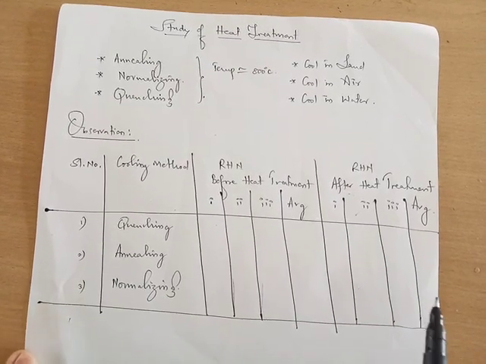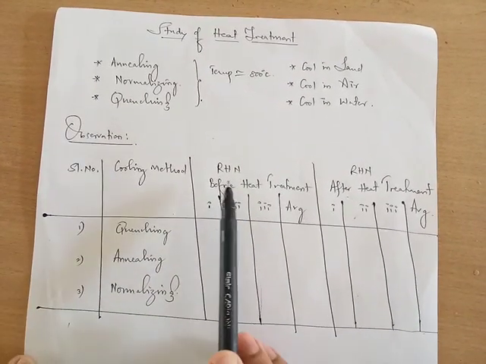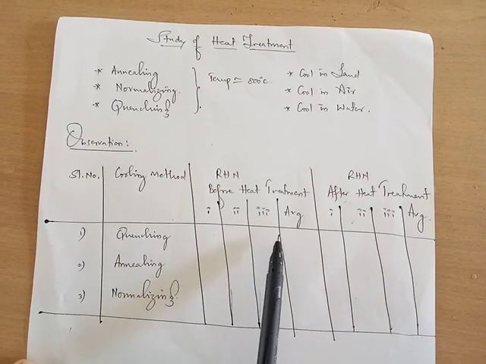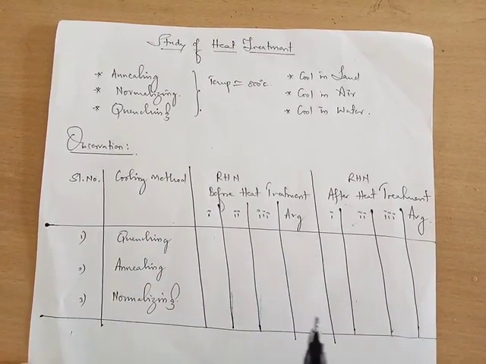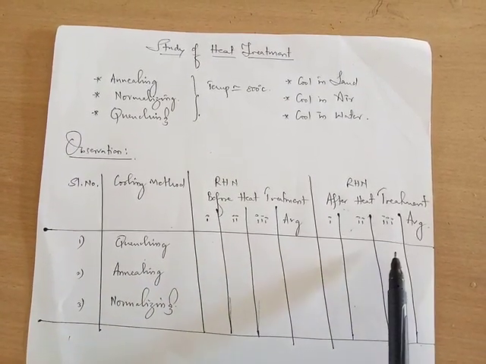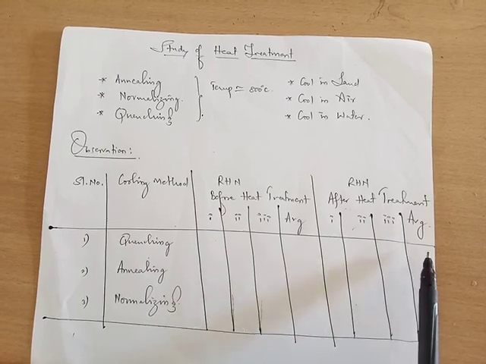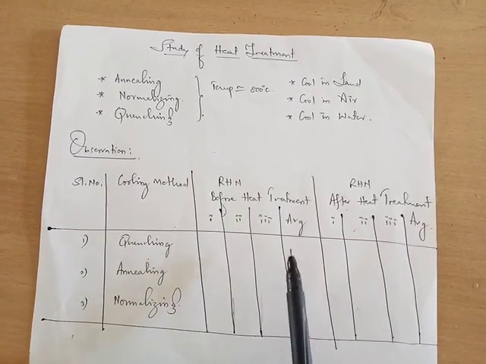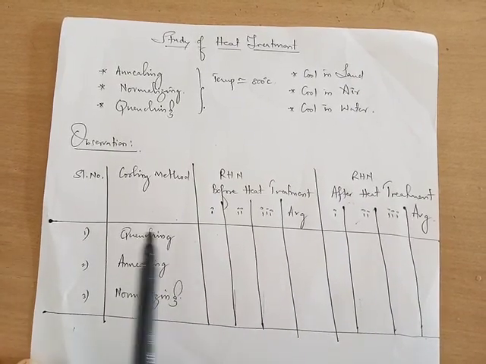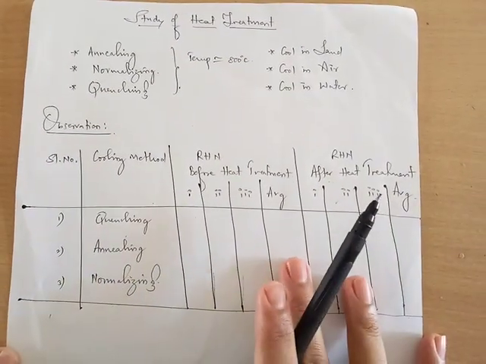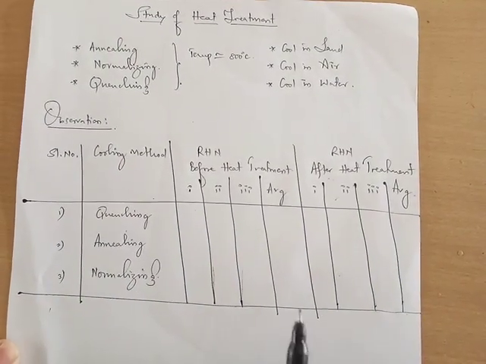Before we start the experiment, first we need to check the Rockwell hardness number of the given specimen. We need to take three readings in each case and take the average. Then after quenching, once again we need to take three readings using the Rockwell testing machine and take the average. That way we can get to know how the hardness is affected by these heat treatment processes. This is the backdrop required to start the experiment. Now we'll be starting with the experiment.